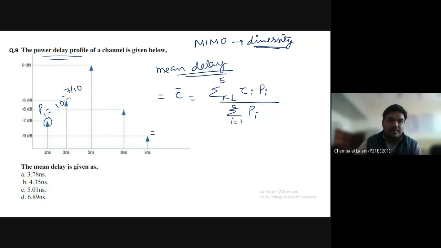So power P2 will be, correct me if I write anything wrong, 10 raised to power minus 5 by 10. This will be 10 raised to power 0 by 10, 10 raised to power minus 6 by 10, and this will be 10 raised to power minus 9 by 10. So these are the corresponding powers in normal scales. And tau is 2, 3, 5, 8, and 9 nanoseconds. If you put the value of tau and P in this equation, you will get the mean delay.